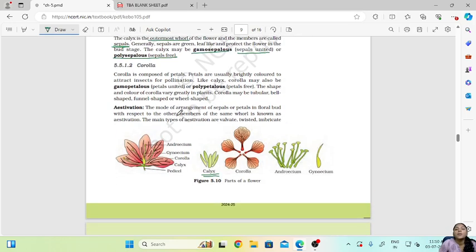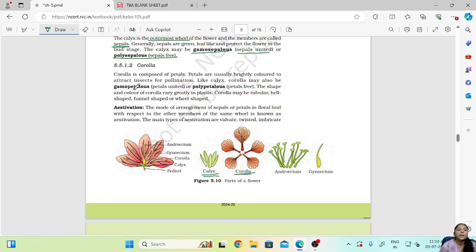Then the next part of the flower is the corolla. The corolla is composed of petals. So these are the corolla, which contains the petals of the flower. These petals are usually brightly colored to attract insects or bees for pollination. Now, like the calyx, the corolla can also be gamopetalous, wherein the petals are united, or it can be polypetalous, wherein the petals are free. They are not joined.